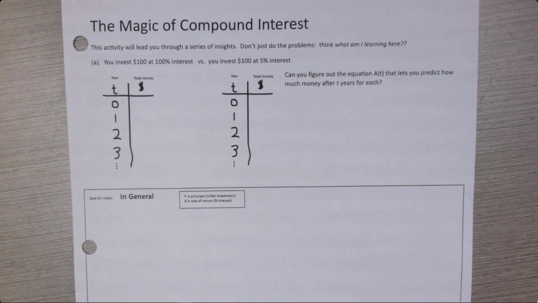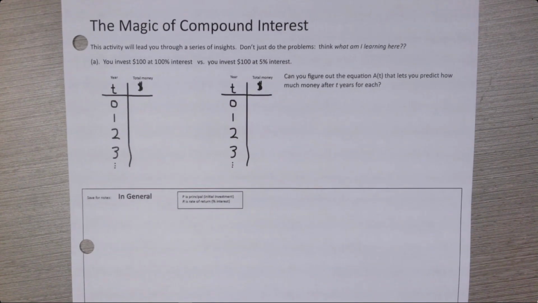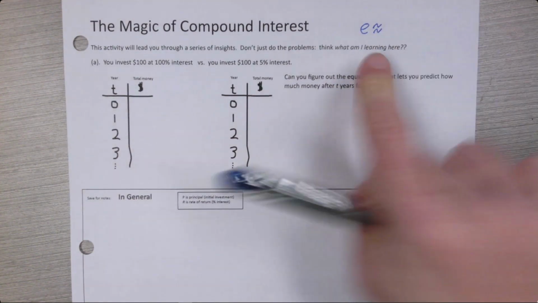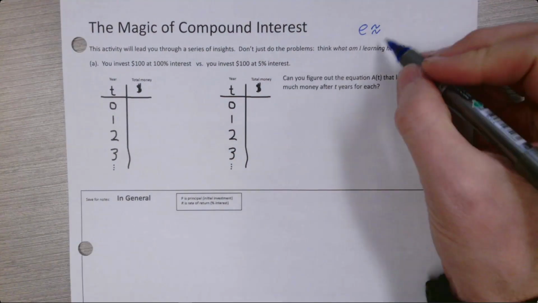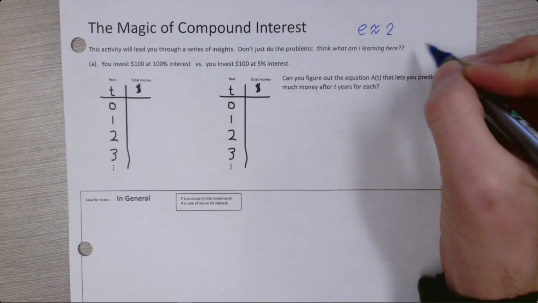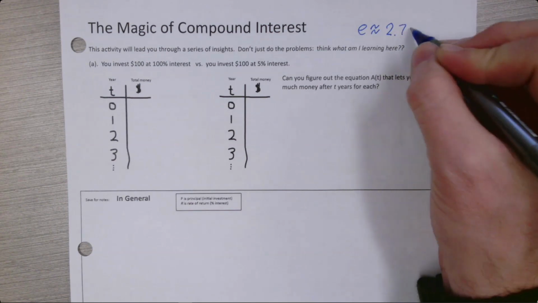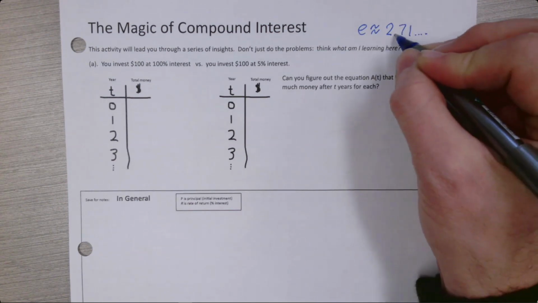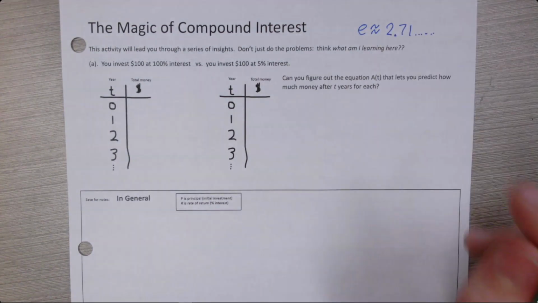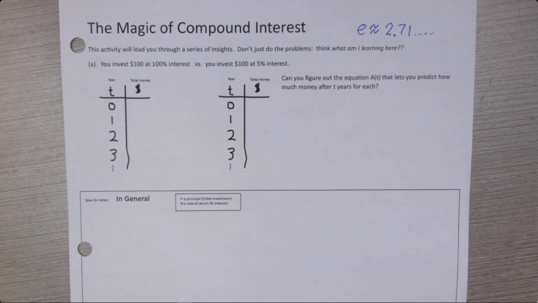Hello, everybody. This lesson is about compound interest, but actually, by the end of it, it will be about the number e that we've been using. Like pi, e is a number with a decimal expansion. Pi is approximately 3.14, and e is approximately 2.71. But just like pi, it has an infinite decimal expansion that doesn't repeat.